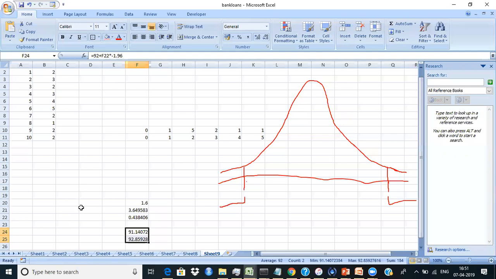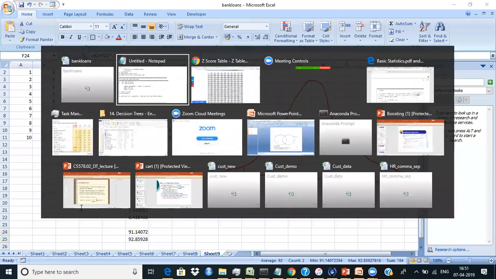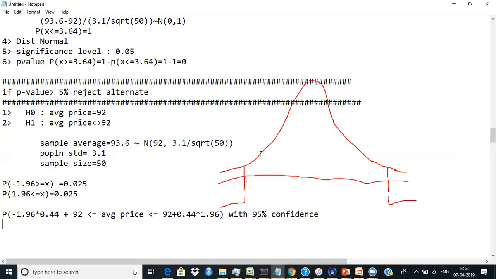Makes sense? Okay, now what did I do? First, I found out what my significance level is. My significance level is 5%. If my significance level is 5%, when will I accept? I will accept in a region that encapsulates a probability of 95%.